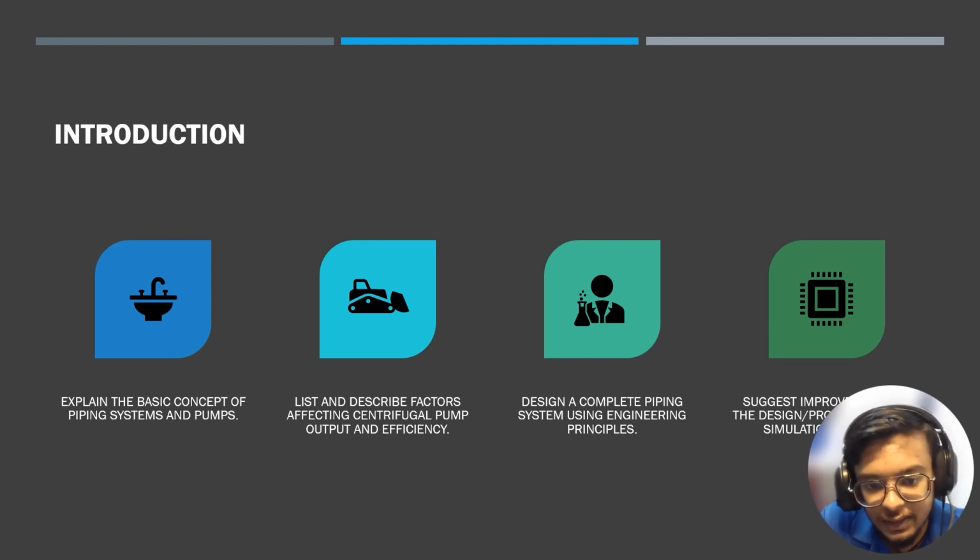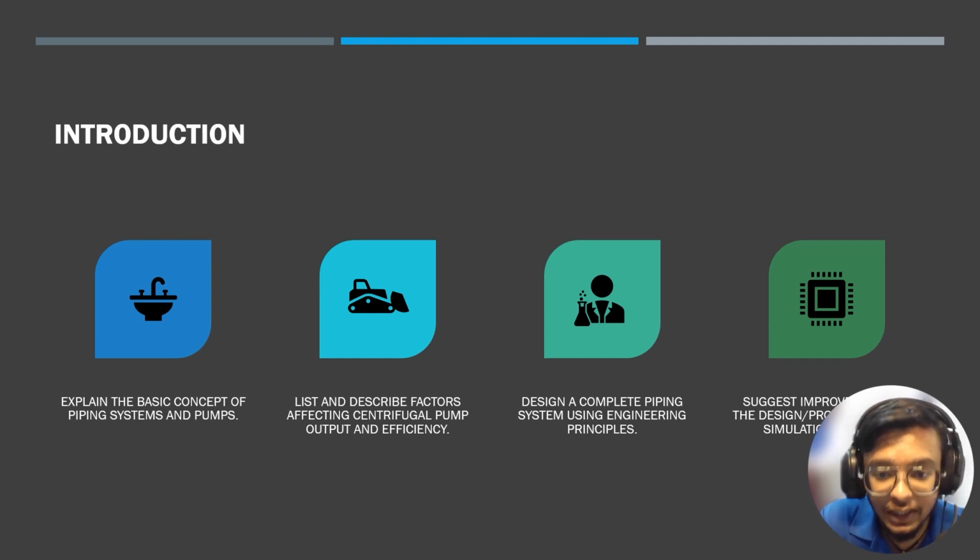List and describe factors affecting centrifugal pump output and efficiency. So, we choose stainless steel for its corrosion resistance and durability, ensuring long-term reliability and minimizing maintenance. And for the pump, we selected a centrifugal pump due to its efficiency and reliability, calculating a power requirement of 24.879 kilowatts to optimize energy use.